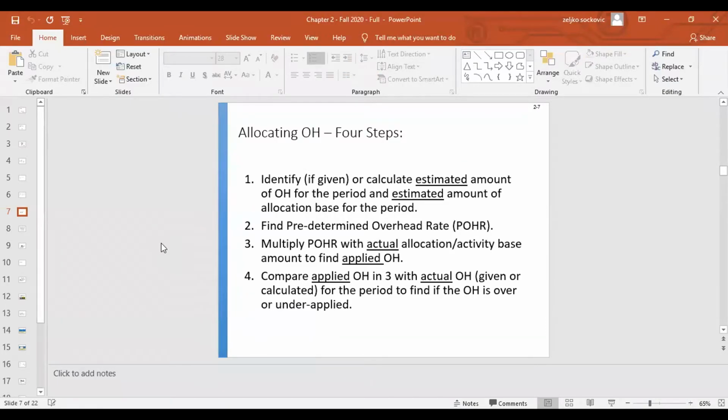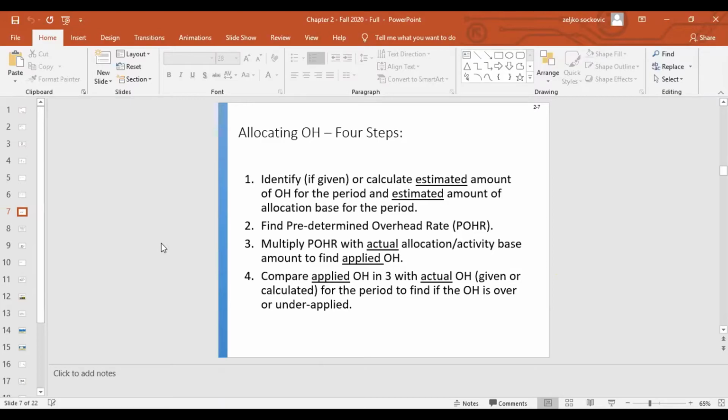Somebody asked earlier, how will I know what my actual allocation base is to get my applied overhead? Usually you're given it, right? You're given the straight allocation base. Let's say, like I said earlier, this product A used 1 machine hour. That's the actual allocation base. This product used 2 machine hours. This product used 3 machine hours. Then you're just multiplying this POHR by those actual allocation bases, how much the product actually used.